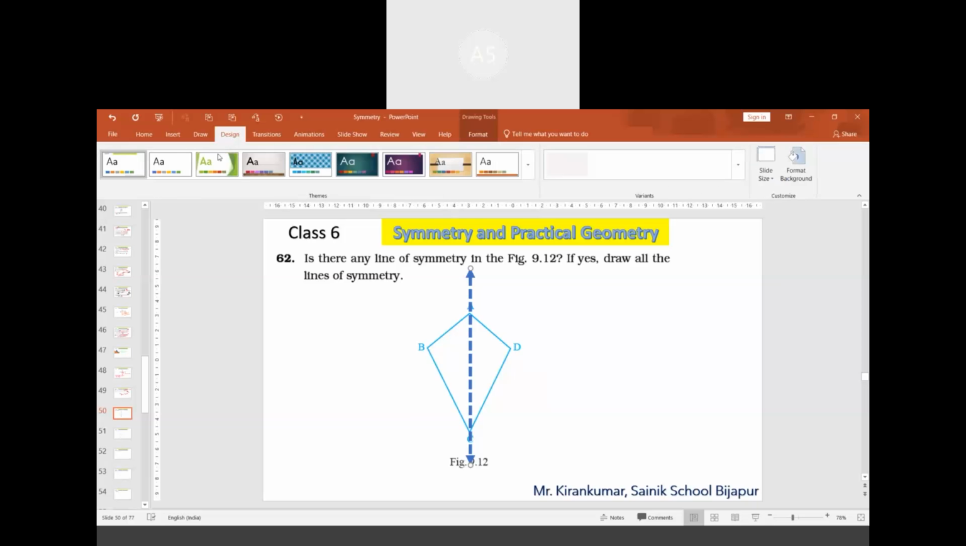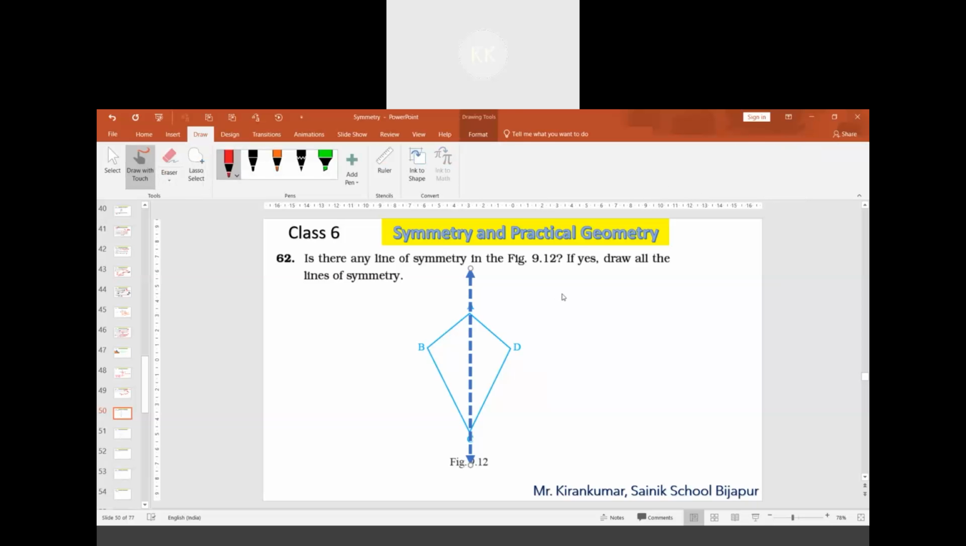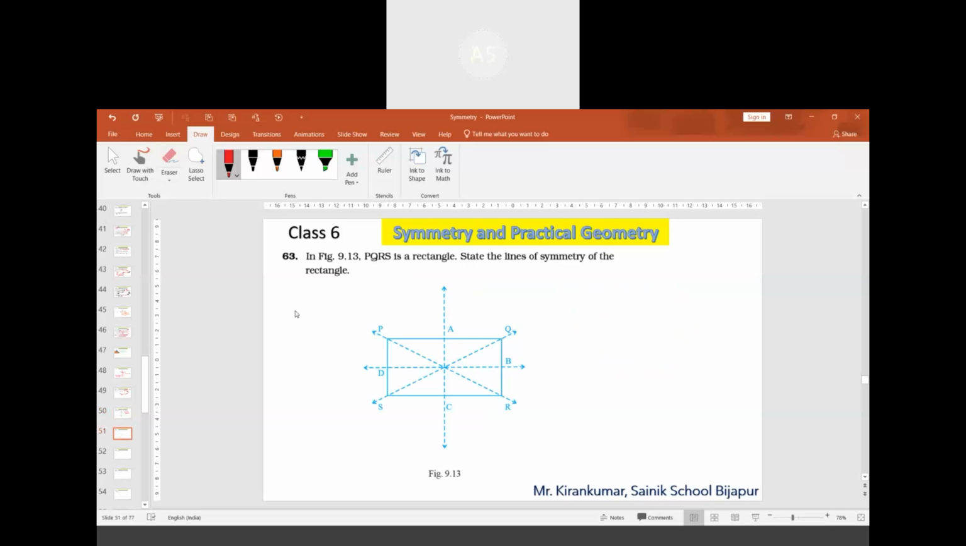So let me mention that a kite has only one line of symmetry. This is our point A, this is point C. If you imagine a rhombus, there will be two lines of symmetry along the diagonals, whereas for a kite there will be only one line of symmetry. All 4 sides will be equal in a rhombus.